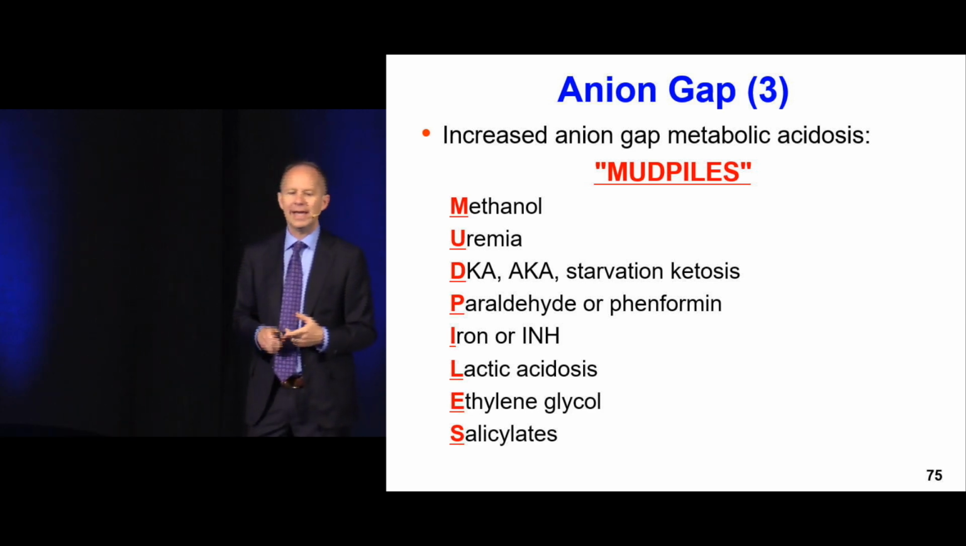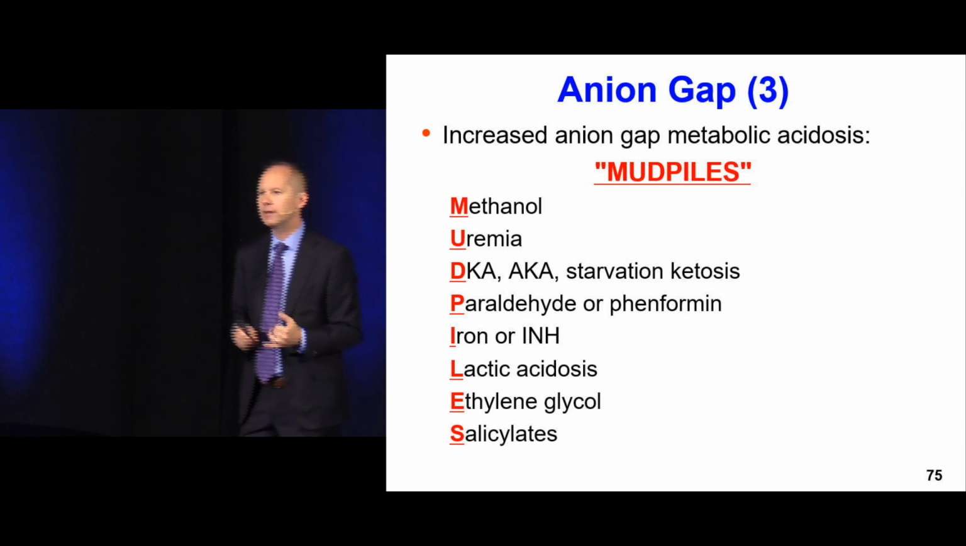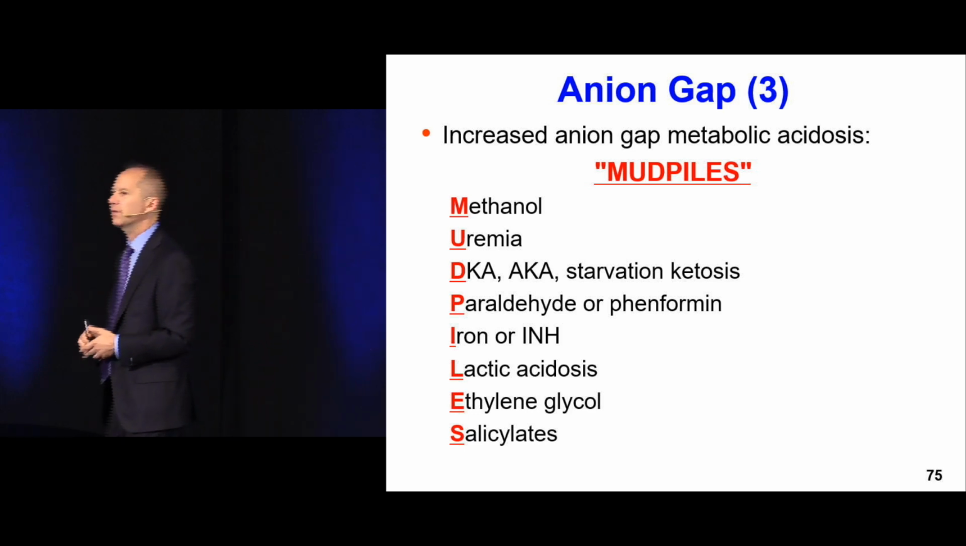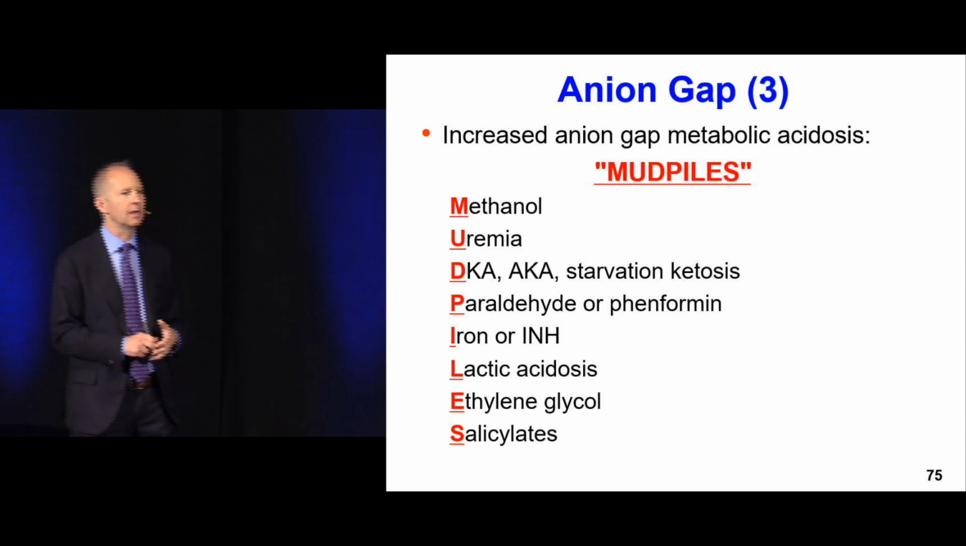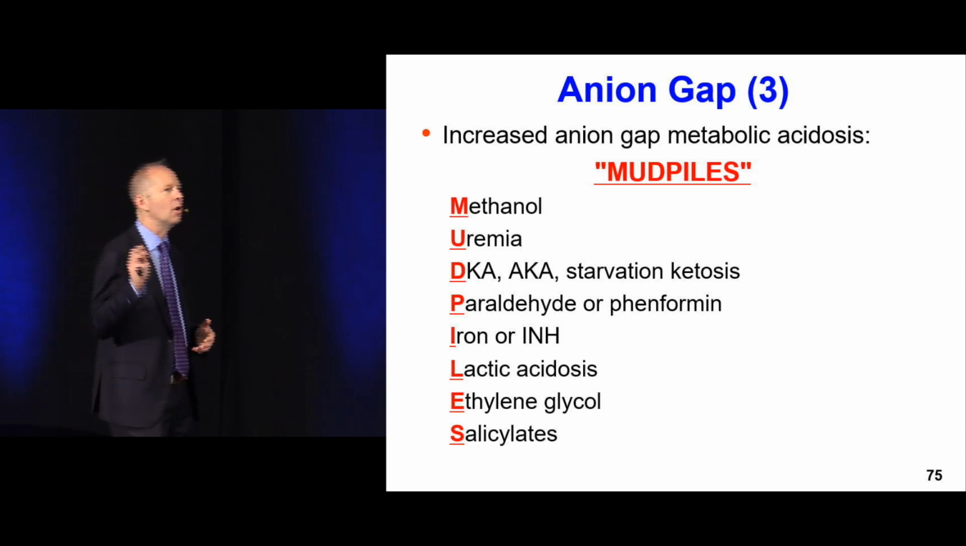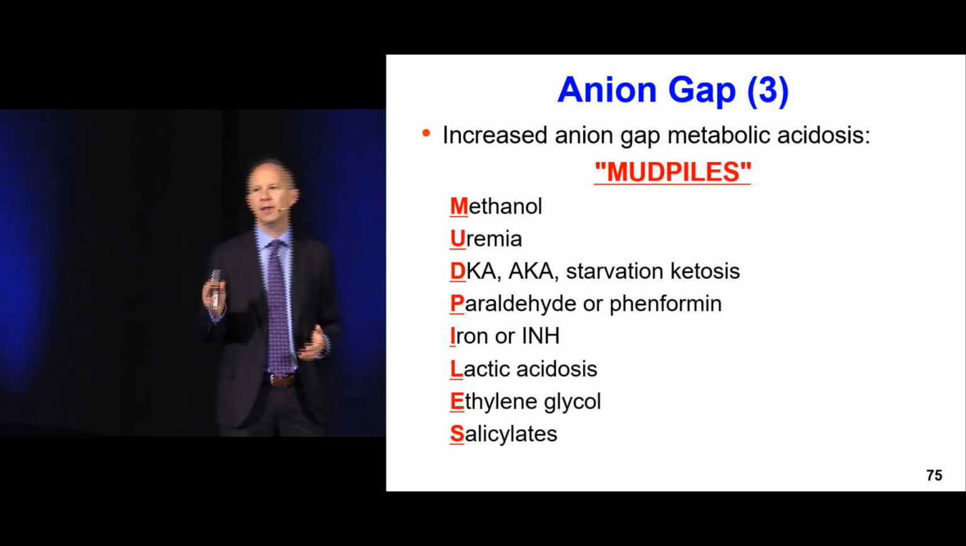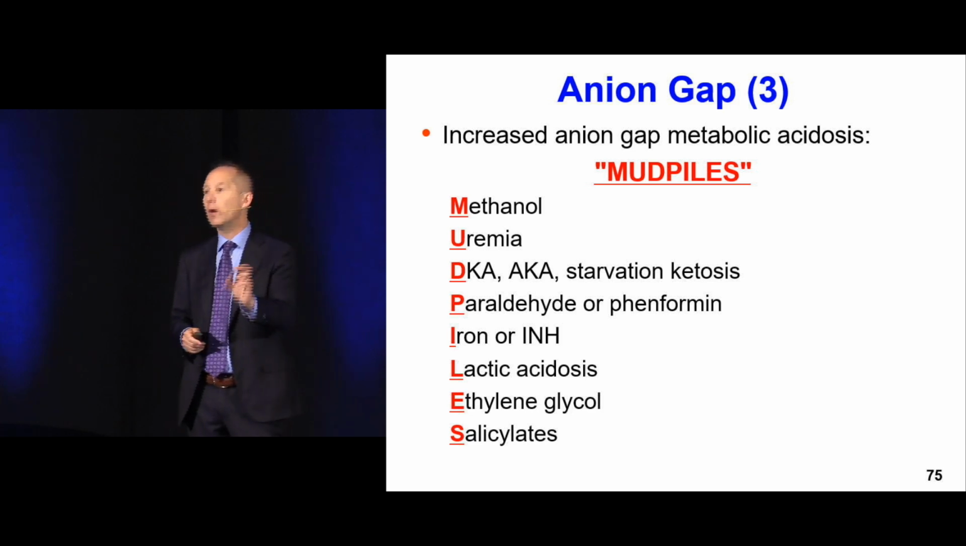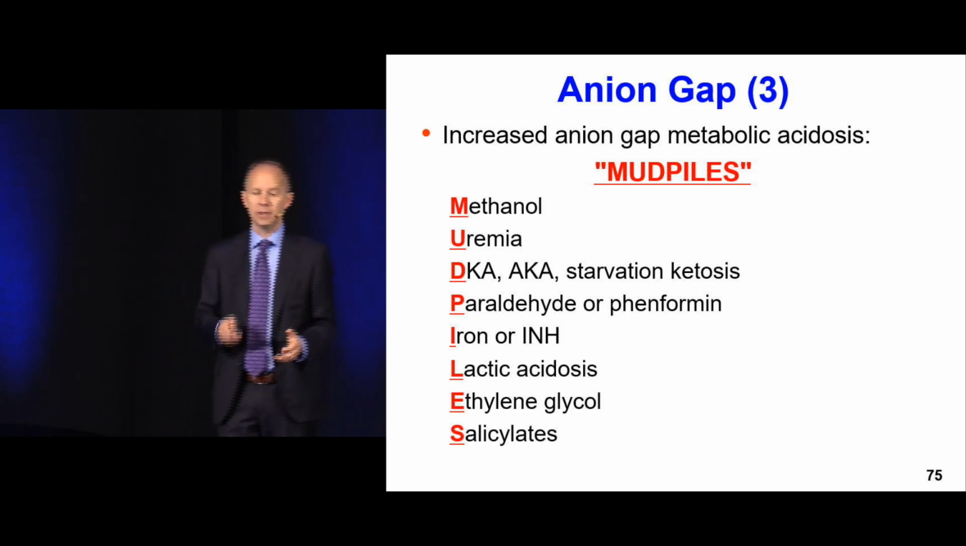I for iron or INH, L for lactic acidosis of any cause, E ethylene glycol, and S for salicylates. Your aspirin overdose, salicylate overdose, those sort of things. The answer is almost always somewhere there in MUDPILES when someone's got an elevated anion gap acidosis. So this is one mnemonic that I do remember, and I encourage you to remember it too.